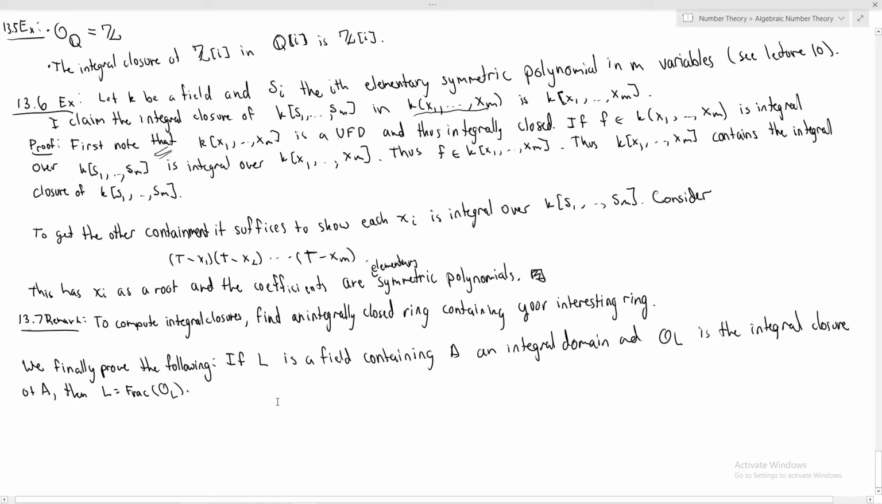Okay. So one immediate corollary of this basically tells you that if L is not the field of fractions, then A is not integrally closed in L. So the contrapositive is useful, is what I'm saying there. This follows as a corollary from the following proposition.